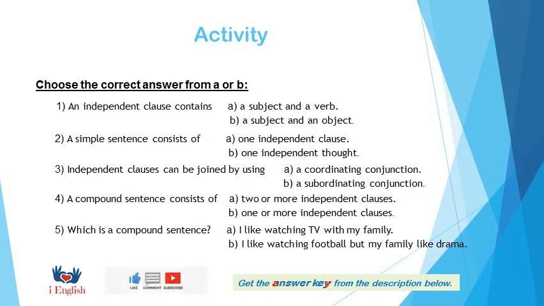Let's do some exercises based on this lesson. Sentence structure. Here is a question. Choose the correct answer from A or B. Dear students, always ask yourself what the question asks you to do. You're asked here to choose the correct answer from A or B.